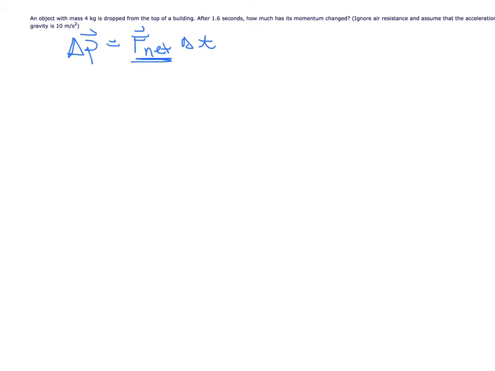So in this case, let's think about the mass. And what's happening to it is that it's being dropped from a building. So that means there's a force of gravity from the earth on the mass, on the ball or the mass. And it says ignore air resistance, so that's the only thing that's really acting on this. And I know what the force of gravity is equal to. In terms of magnitude, it's equal to mg.